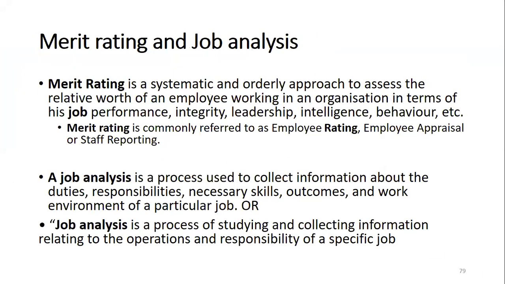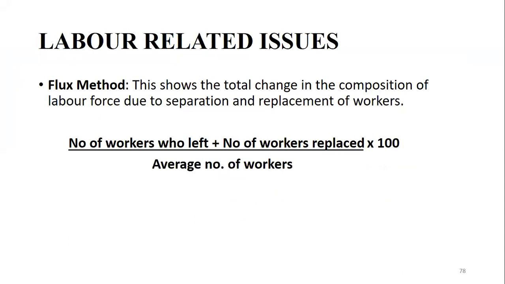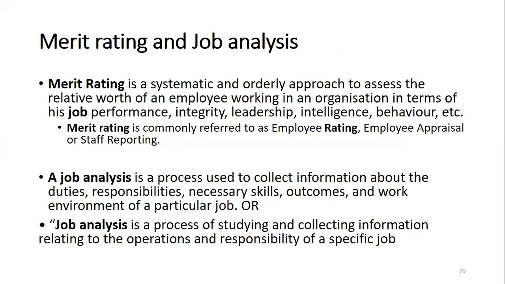Then the flux method. This shows the total change in the composition of the labor force due to separation and replacement of workers. So it is computed as number of workers who left plus number of workers replaced, times 100 over the average number of workers. And the average number of workers is the number of workers coming in plus number of workers going out, divided by 2.